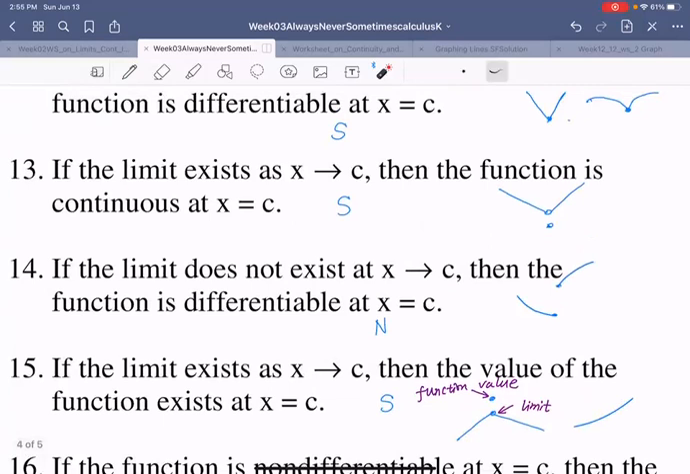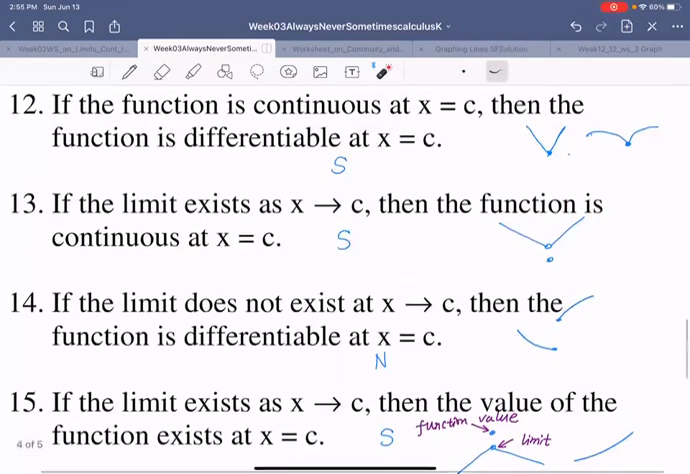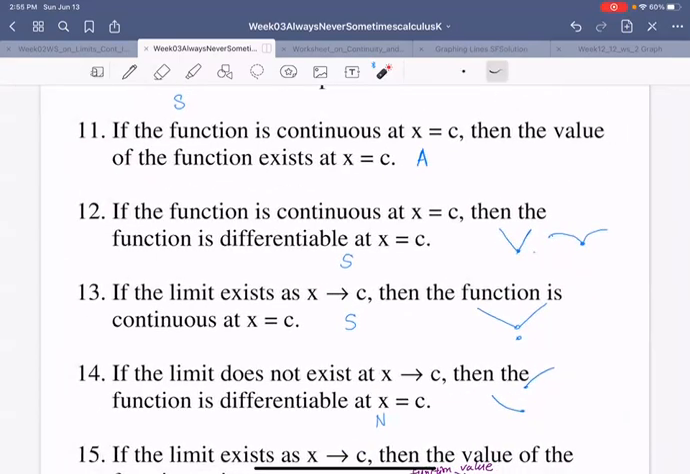Next one. If the limit exists at x equals c, then the function is continuous at x equals c. Oh, we already explained this question. This one is the same as that one. The limit exists, but that doesn't say your function value here equals the limit. So this is sometimes, and you cannot say this is always true.